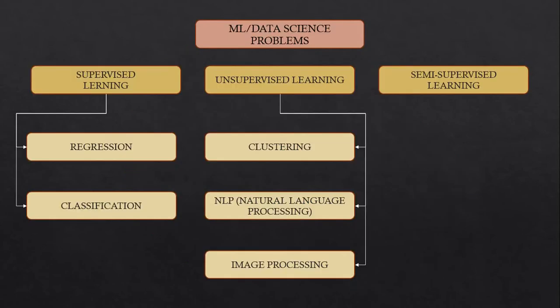The real life problems, especially talking about the business problems, can be analytically converted to a data science and machine learning problem based on the objective. To serve different objectives, the domain itself is divided into three broad categories, which are supervised learning, unsupervised learning, and semi-supervised learning. Under supervised learning, the two subcategories are regression and classification. Whereas in unsupervised learning, there are three subcategories. One is clustering, the other is NLP, that is natural language processing, and then we have image processing. Semi-supervised learning for now is beyond the scope of our discussion.